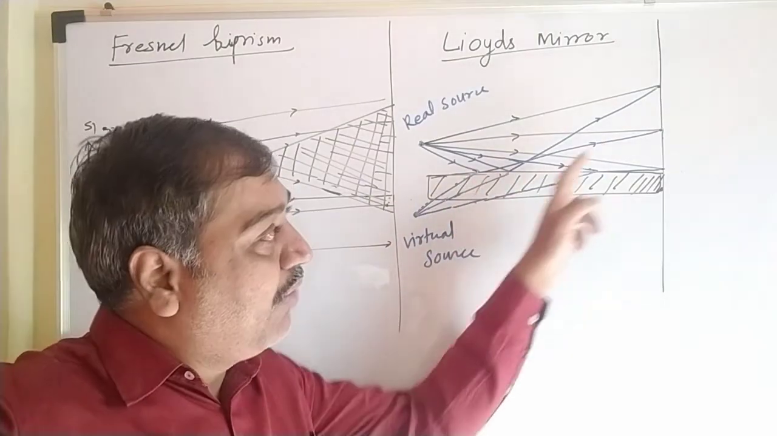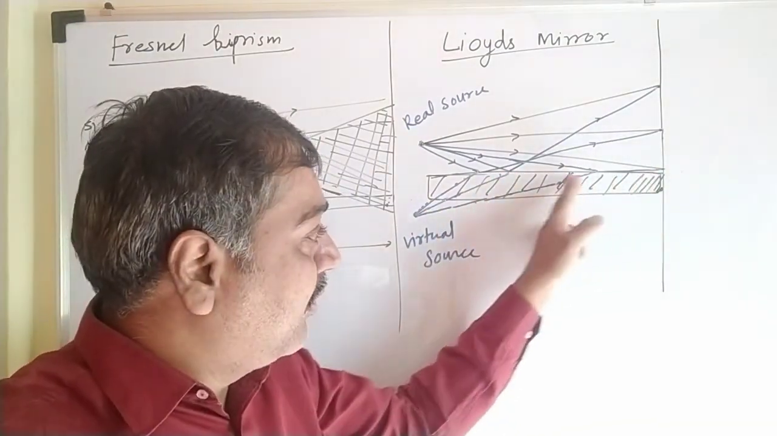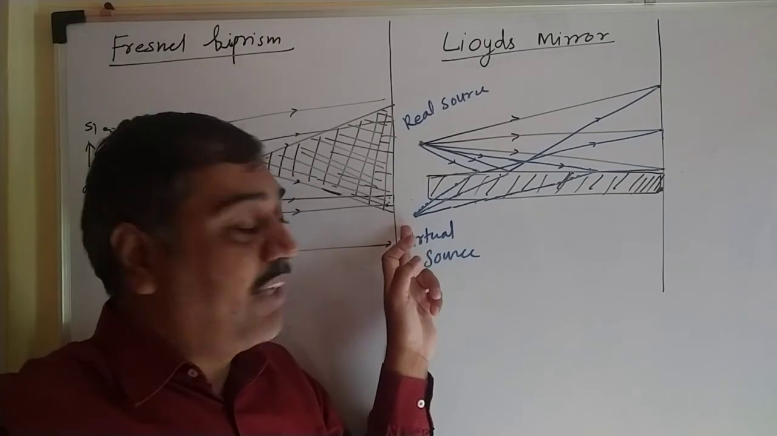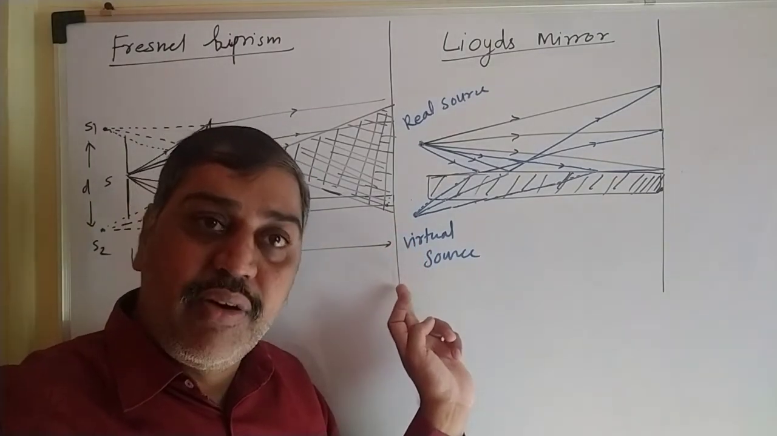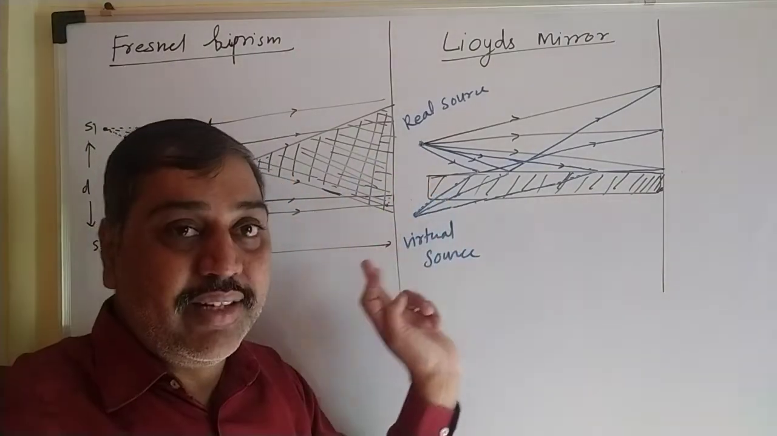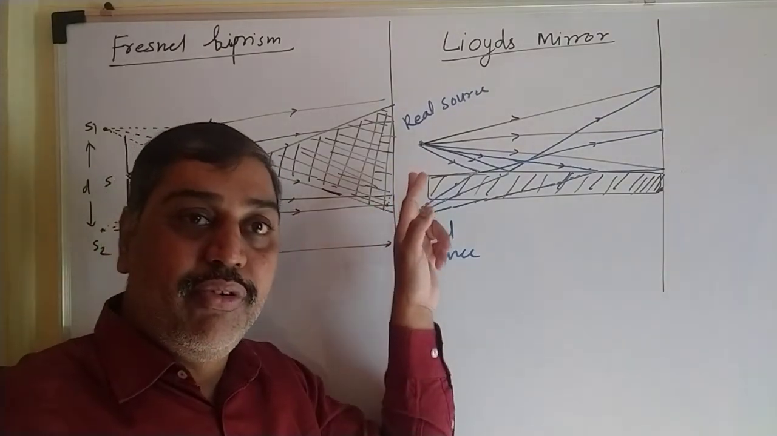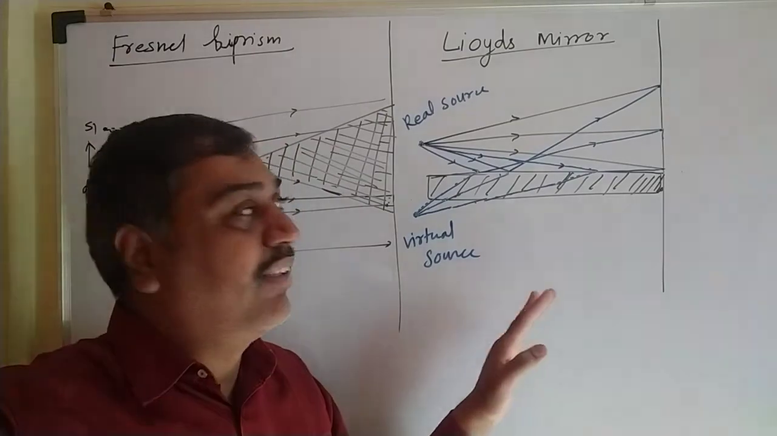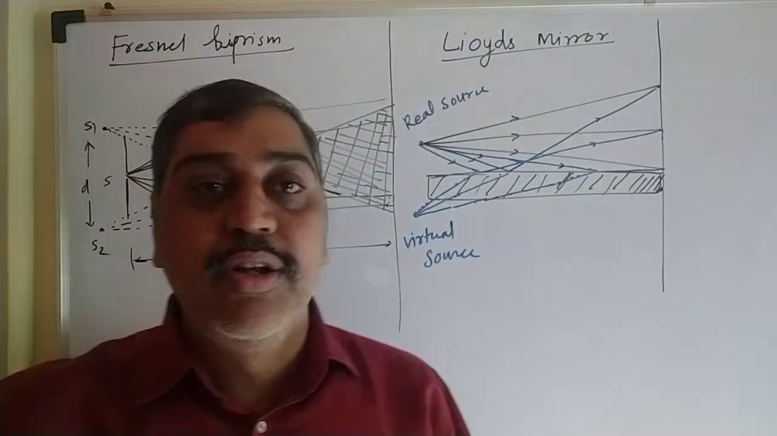So see, whatever the reflected waves are incident on this, just elongate them backward here like this. We get here the second source, that is said to be the virtual source. It does not actually exist. So this one and this real one, these two act as two sources of light for the interference pattern. One is said to be the real source of light, the other the virtual source of light.